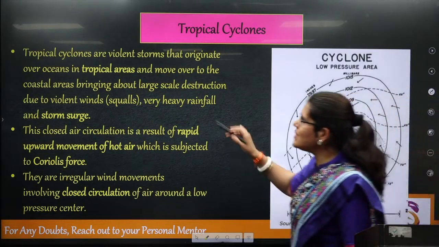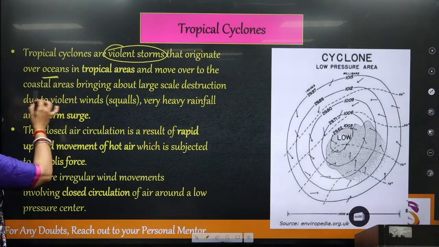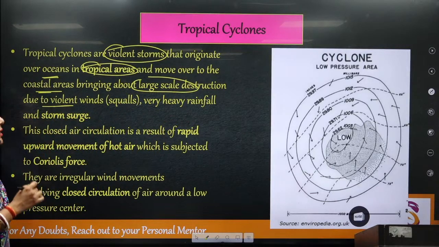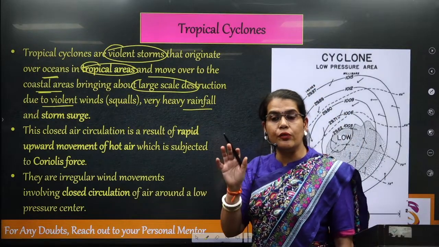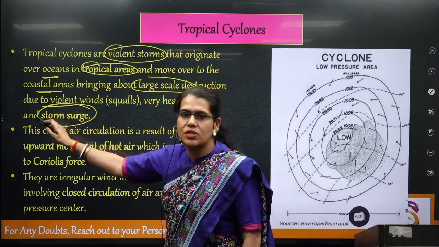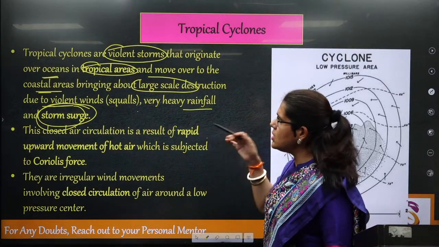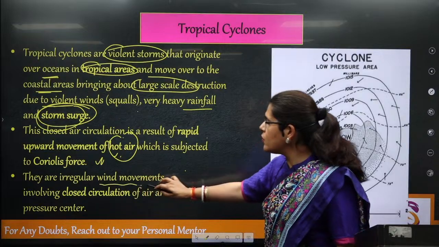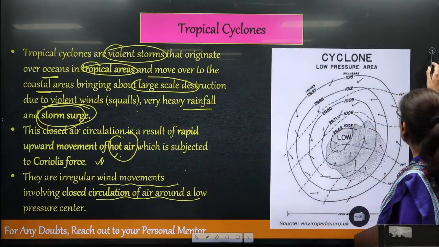Next, tropical cyclones are also associated with stormy conditions that originate over oceans in the tropical areas and move over to the coastal areas, bringing destruction and violent winds. Hence they can result in very heavy rainfall over the coastal areas. Very heavy rainfall can be associated with a term called the storm surge. This closed air circulation is because of the rapid movement of hot air, which is subjected to the Coriolis force as well. They are irregular wind movements involving closed circulation of air around the low pressure center. Now what are the conditions for which this low pressure center is generated?